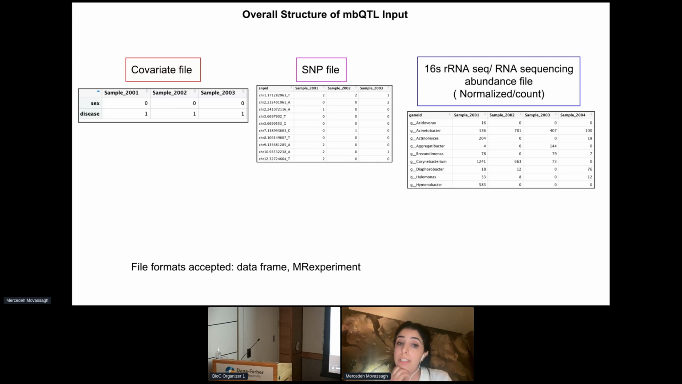The file formats the package accepts are MultiAssayExperiment objects, so an S4 object, or it could accept data frames. I do that because a lot of times when S4 objects are used in packages, they're obviously cleaner and better put together. However, a lot of biologists like to use our packages, and when they deal with S4 objects, they get very confused. So I've made it compatible with both.